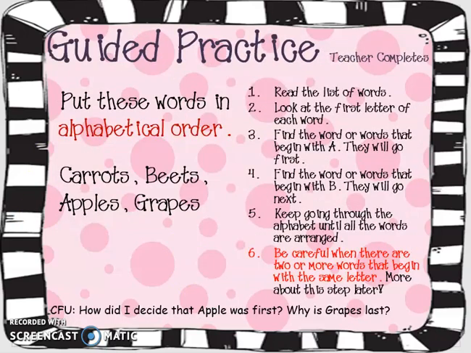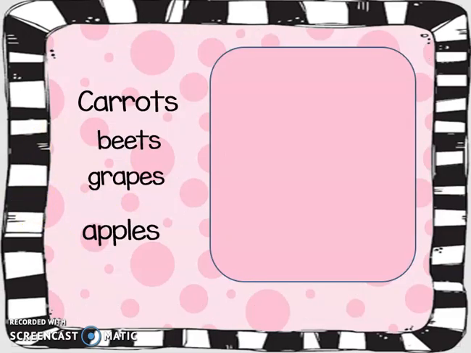So let's try. We're going to try to put these words carrots, beets, apples, and grapes in alphabetical order. So first we read the list of words. Now we're going to look at each of the first letters. I have a C, a B, an A, and a G. Okay, so I'm going to start with my alphabet here. I've got a C, a B, a G, and an A.